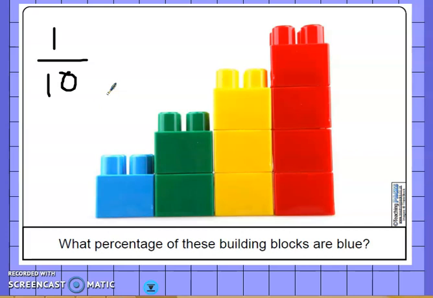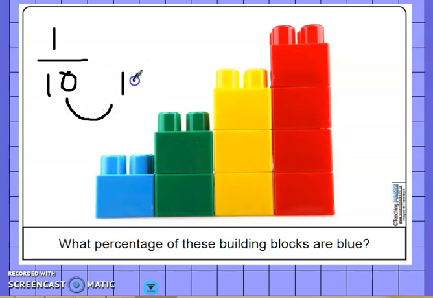Right, so I'm going to ask you a question then. Does that mean that my percentage is 1%? Well done if you said no. I've not changed it to be over 100 yet, so it's not 1%. It's 1 out of 10. So we need to change that fraction now to a percentage.